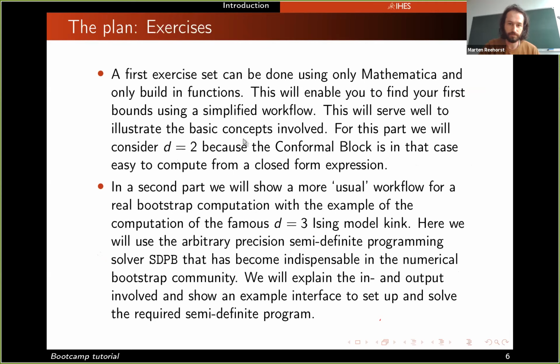The first exercise set that I propose you to do, I have tried to make the example self-contained in Mathematica. You only need Mathematica, and you will be able to get your first bound. So we will be using this first method of discretization and linear programming, even though that's not the most rigorous thing, because it will already introduce some of the concepts that you need to know. Then we can focus on this conceptual part and not only on installing things. And then I propose that in a second exercise set, we will focus more on getting close to the real workflow as used in modern conformal bootstrap.